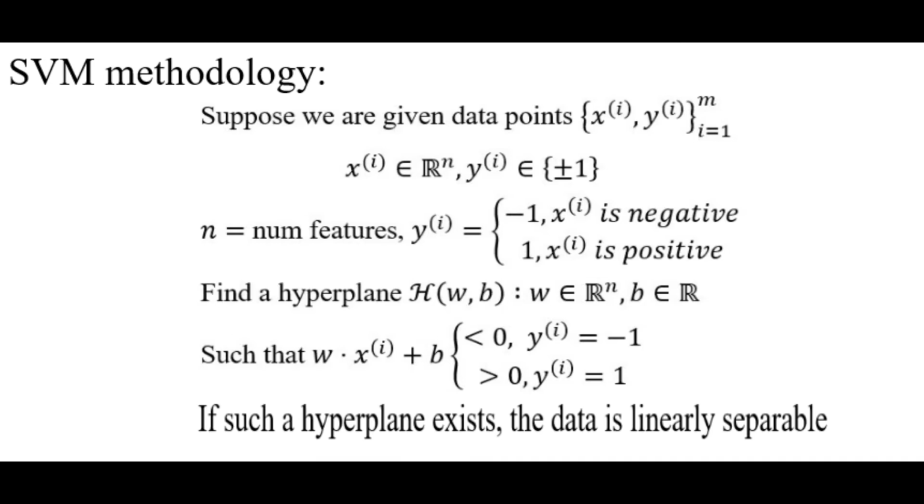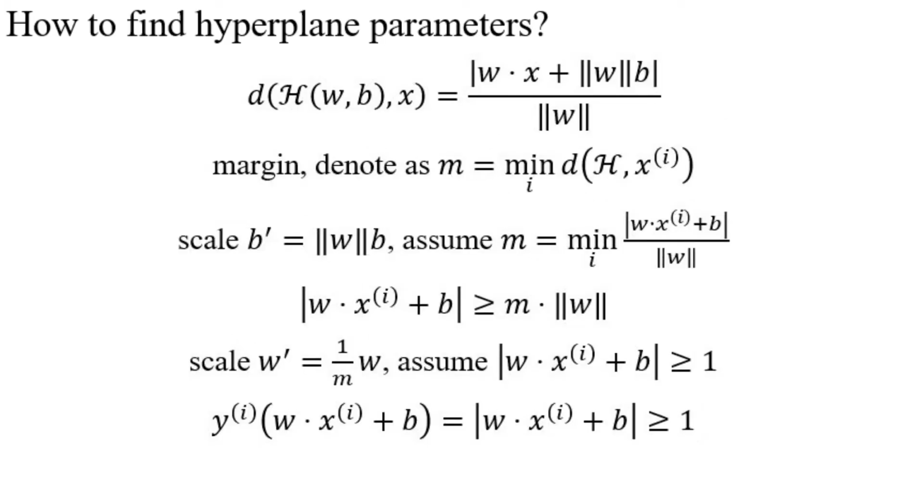We will discuss how the SVM algorithm can deal with this situation later, but for now assume that the data is linearly separable. Recall the formula for the distance between a hyperplane and an arbitrary point. We can define the margin of a particular hyperplane to be the closest distance of any one data point from the hyperplane. For mathematical convenience, we can scale our intercept term to get a simpler expression for the distance. Using this modified definition, we will always have that the absolute value of w.xi plus b is greater than or equal to the margin m times the norm of w.